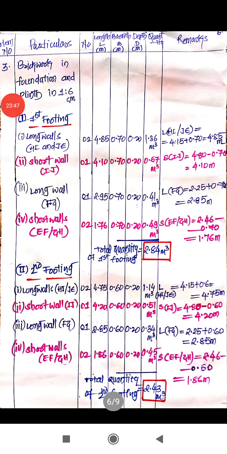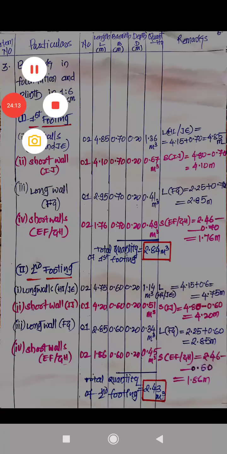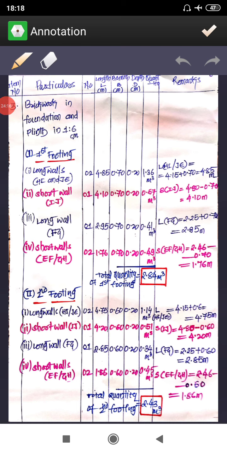Now we are going to get the brickwork in foundation and plinth, that is our third quantity. Here you have to divide the whole foundation section into first footing, second footing, third footing, and then you will be having the plinth, right? Along with that, you have to do the calculation with respect to that particular width of footing. Here I have taken first footing. Again the same criteria I have followed: long walls HI and JE, short wall IJ, long wall FG, short walls EF and GH. This is going to be the same for all particulars, right?